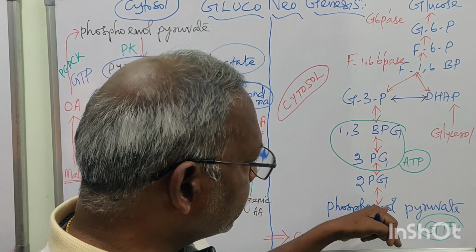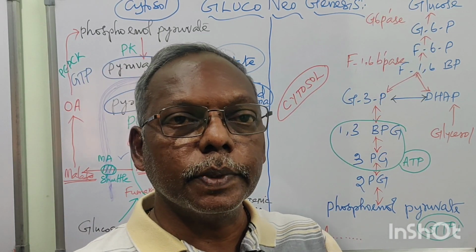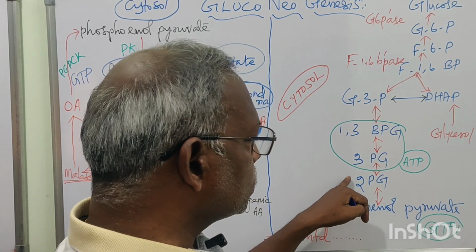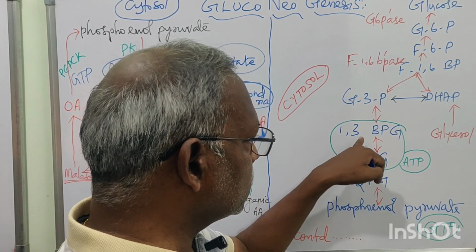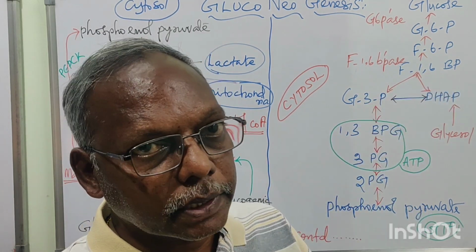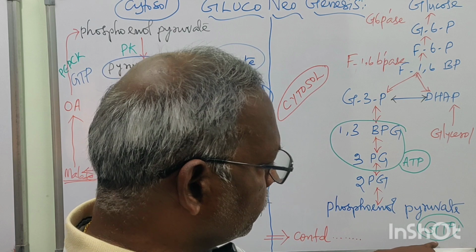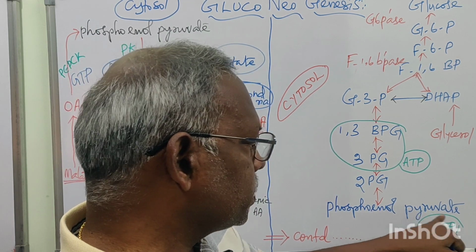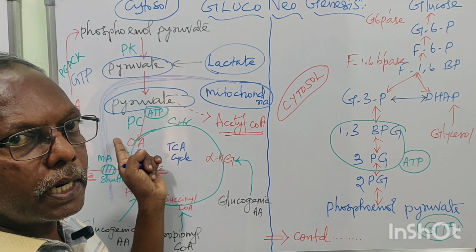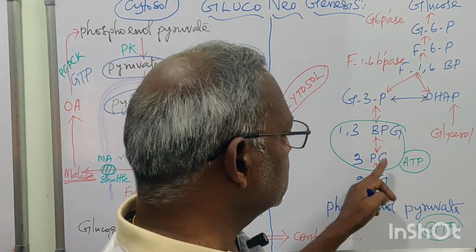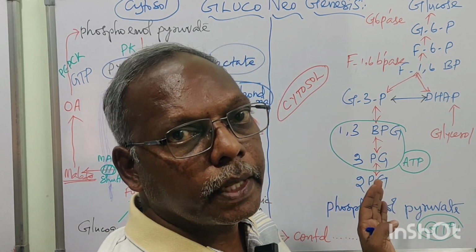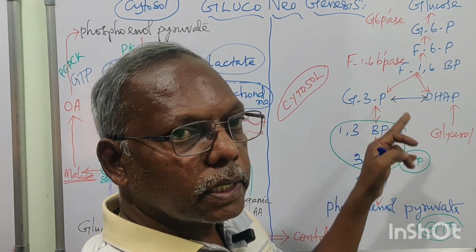This phosphoenol pyruvate automatically produces glucose by the reversal steps of glycolysis. Okay, so don't worry about this. 2-phosphoglycerate, 3-phosphoglycerate, 1,3-bisphosphoglycerate, and glyceraldehyde 3-phosphate. These are all the routine steps in glycolysis. Here, one molecule of GTP is required for phosphoenol pyruvate. Another molecule of ATP is required for pyruvate carboxylase. One more ATP is required for the conversion of 3-phosphoglycerate to 1,3-bisphosphoglycerate. Then the product is glyceraldehyde 3-phosphate.